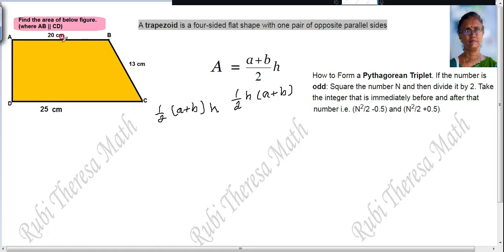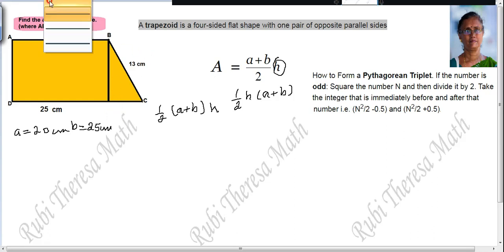What is A here? A equal to 20, B equal to 25 centimeter. Then what about the height? Do you know the height? No. You should know the height here, isn't it? So, you don't know the height. How can you find out the height?